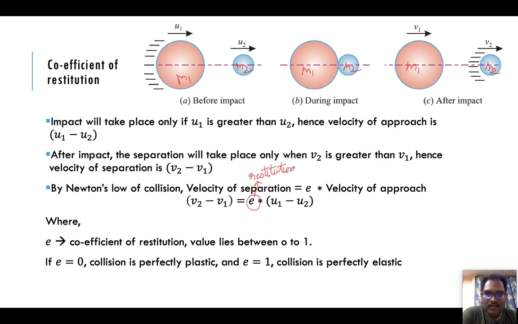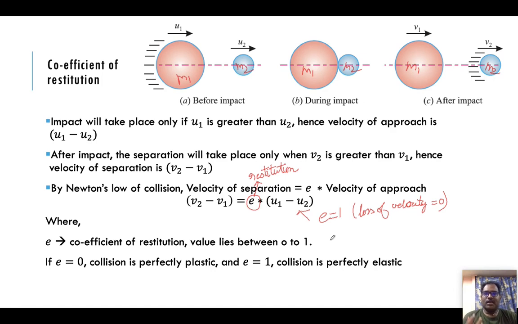What does it mean? When you have a perfectly elastic collision, E is equal to 1. If you substitute E equal to 1 in this equation, you will find that velocity of separation is equal to velocity of approach, which means there is no loss of velocity, or basically your velocity loss is equal to 0.